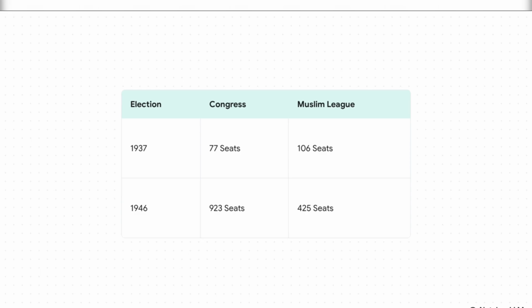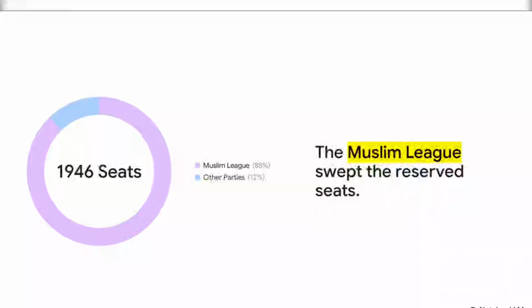Strategically, this gave the League crucial time to regroup, spread that two-nation theory, and build unstoppable momentum while Congress leaders were sitting in jail. And we see that momentum materializing decisively in the 1946 elections. In the seats strictly reserved for Muslims, the Muslim League absolutely swept the board, taking over 90% to secure 425 seats. This was a shocking mandate. It definitively proved to both the British and the Congress that the League was the absolute representative of India's Muslims. Suddenly, their demand for partition was entirely impossible to ignore.